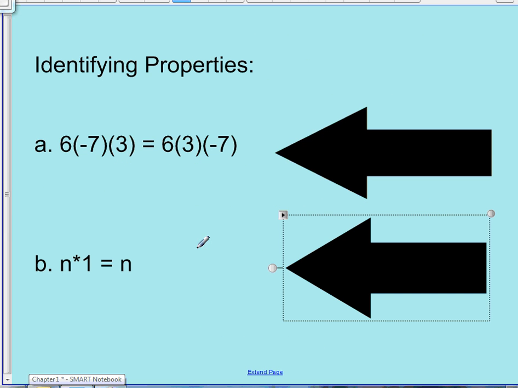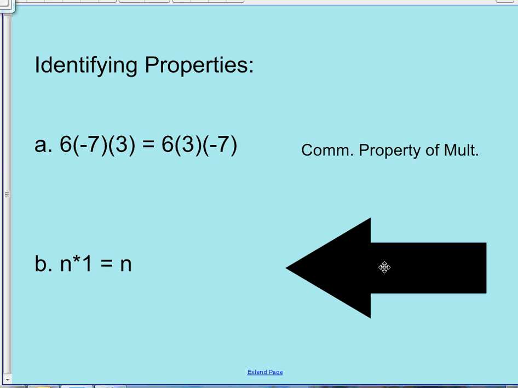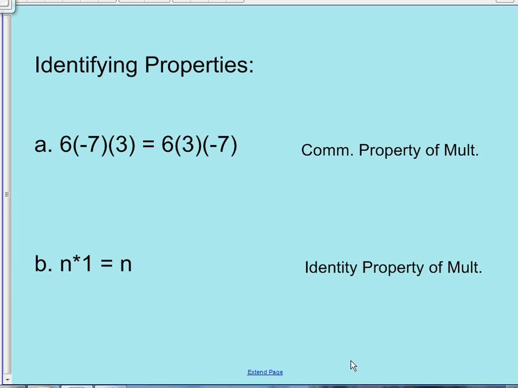So I have two examples here that are ideas of identifying some properties. If you look at A first, we have 6 times negative 7 times 3 equals 6 times 3 times negative 7. Think about what property that problem would be associated with. If you thought of the commutative property of multiplication, you were correct. And in B, we have n times 1 equals n. Think about what it could be. If you said the identity property of multiplication, you are also correct.